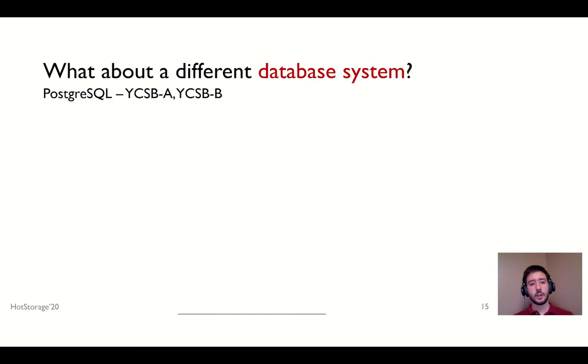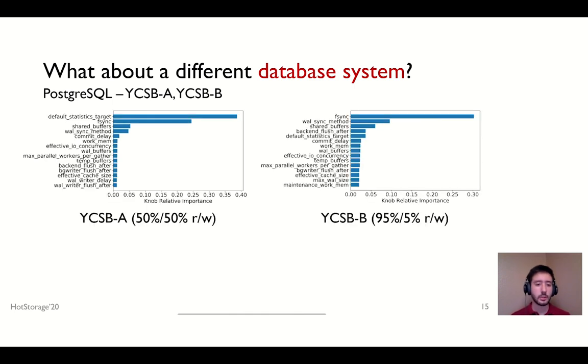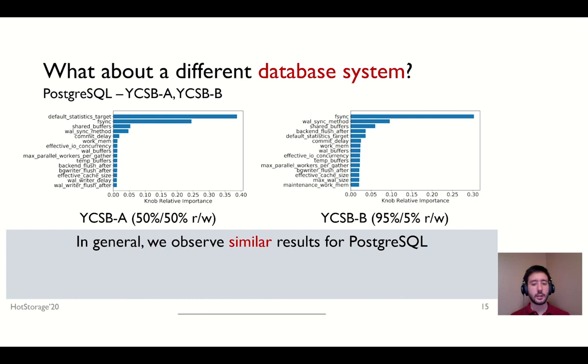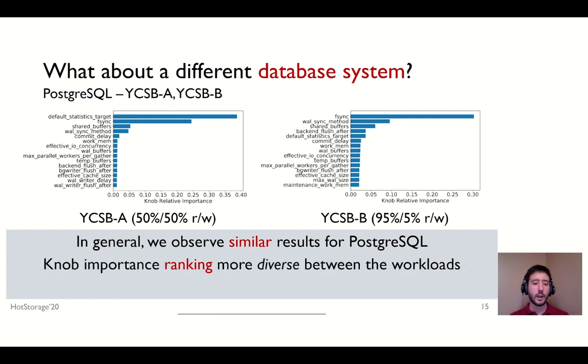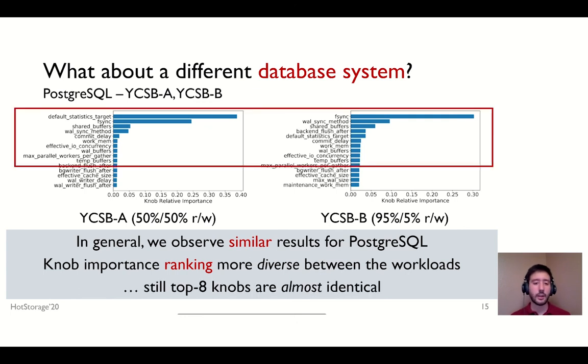Now we turn our attention to a completely different system, Postgres, and we run the same set of experiments. And as we can see, there are again some similar observations to be made here. However, the knobs are not exactly identical. There is a bit more diversity in the order of these knobs. However, we can observe that the top 8 knobs are almost identical, even in this case.